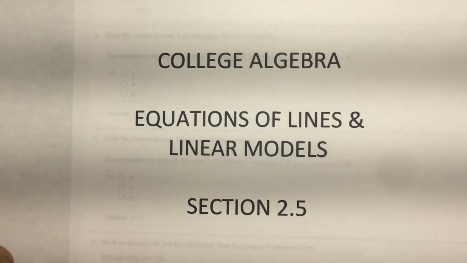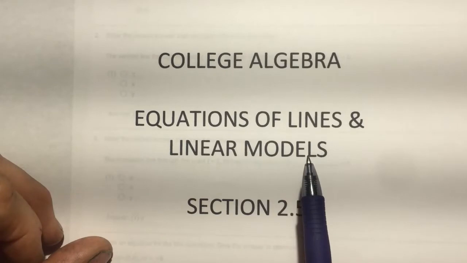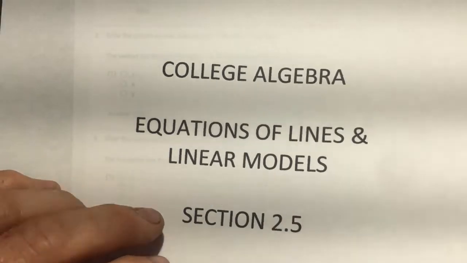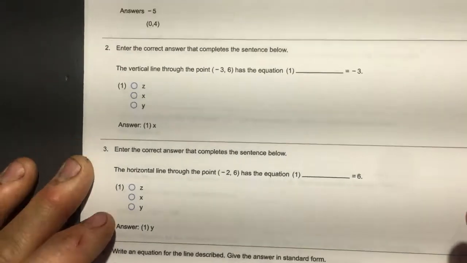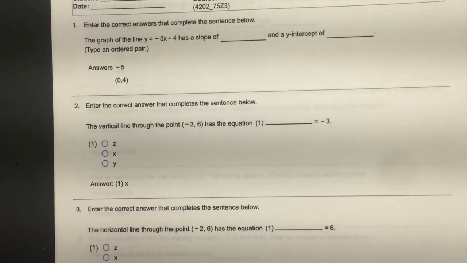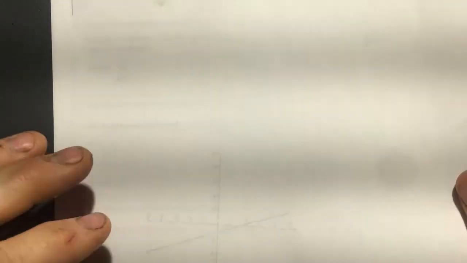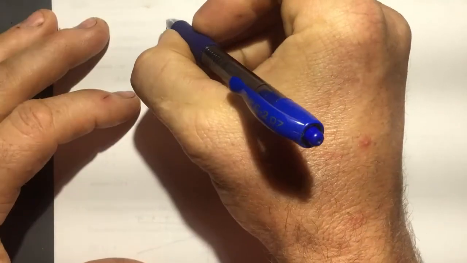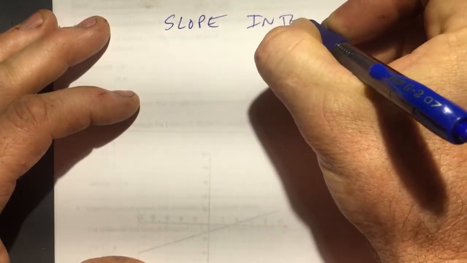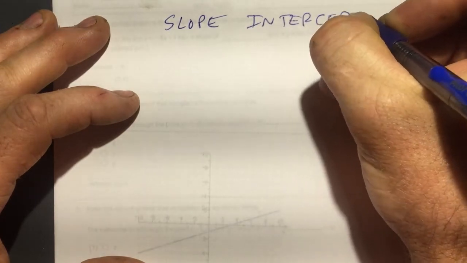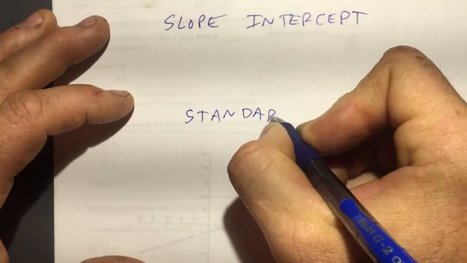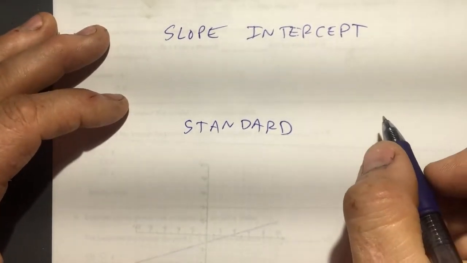All right, college algebra, we're looking at equations of lines and linear models, section 2.5. When we have linear equations, we had this before, there's two main forms. We have slope-intercept and we have standard. These are the two main forms.